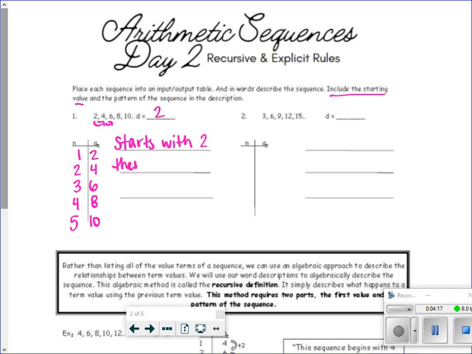Then add 2 to the previous term. That's saying that we're adding 2 to move on to the next. Both things are important: starting with 2, and then adding 2 to the previous term.